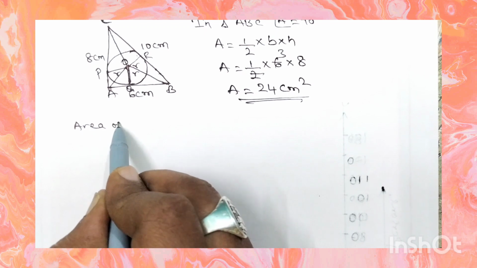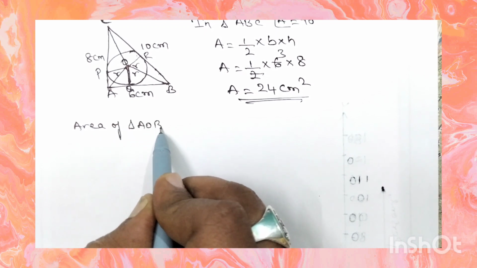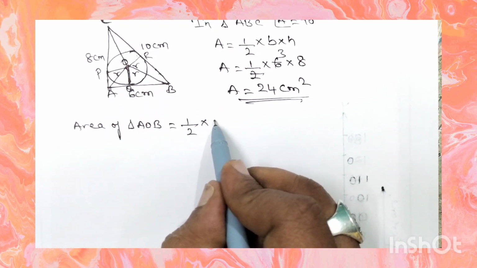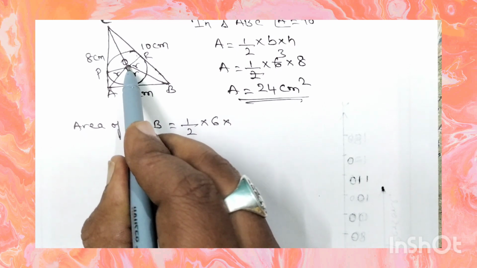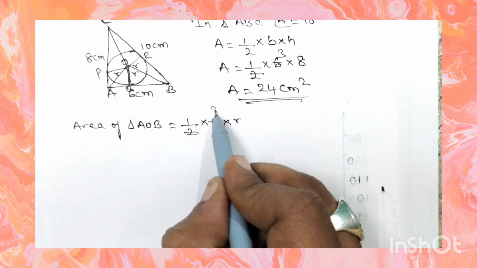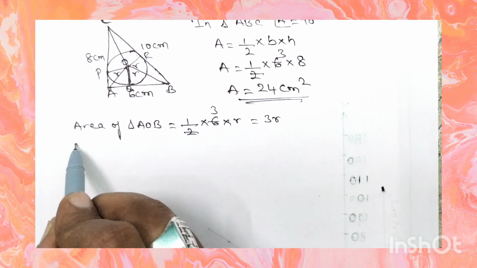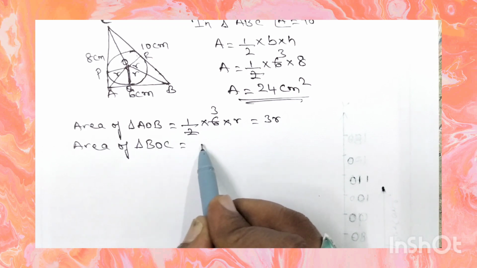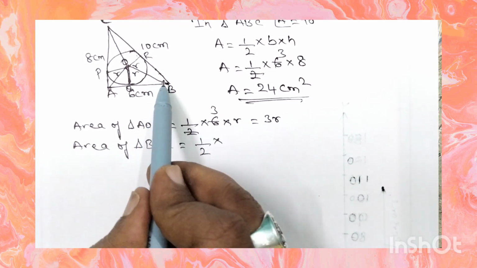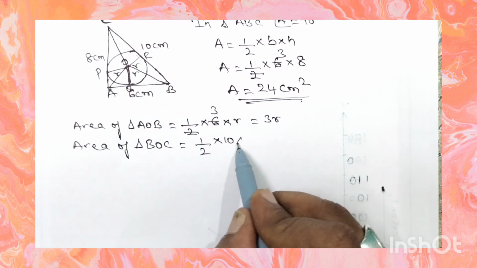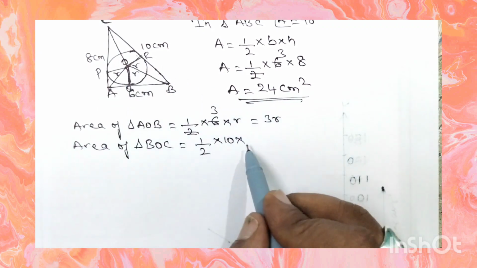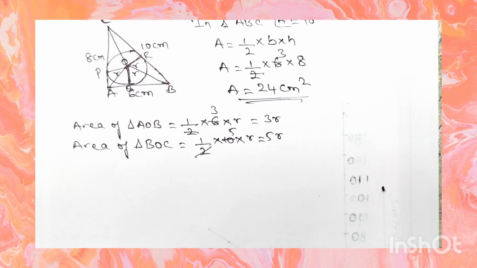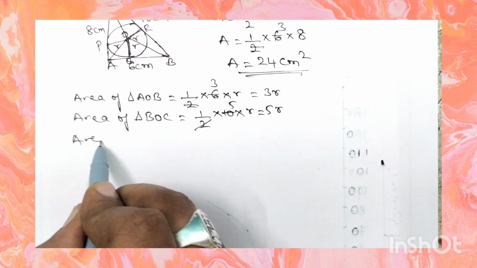ಫಸ್ಟು ಐ ವಿಲ್ ಟೇಕ್ ಏರಿಯಾ ಆಫ್ ಟ್ರಯಾಂಗಲ್ AOB, is equal to half into base, that is 6 centimeter. What is the height? Height is the radius. So 2 ones are 2, 2 threes are 6, that is equal to 3R. Next, area of triangle BOC is equal to half into base, which is 10, into height, which is the radius. 2 ones are 2, 2 fives are 10, which is equal to 5R.